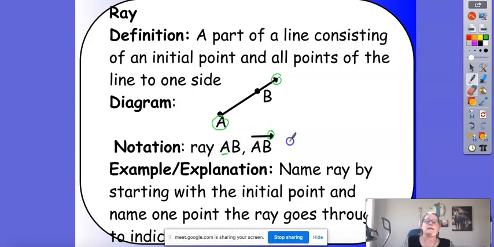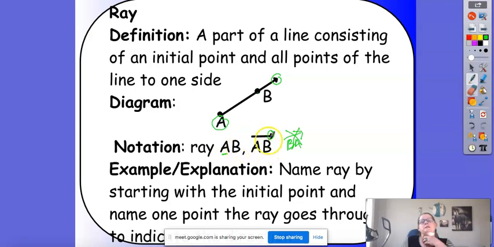Okay, for this picture, I cannot say ray BA. That would be saying there's this ray that starts at B, goes to A, but look, there's no arrow here. That would not work for that diagram. You have to be really careful with rays. You have to start with the initial point and then tell me what direction.